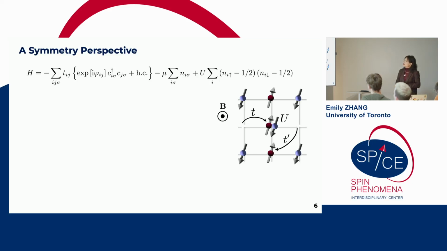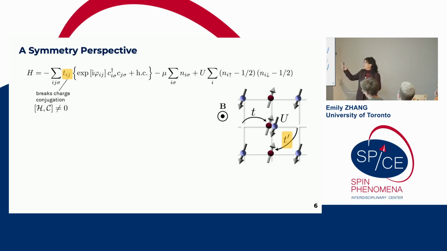Okay, so first things first, let's go to the symmetry argument. We consider a Hubbard model, essentially with near neighbor and next nearest neighbor hopping. And we also consider an out-of-plane field that comes through in this complex hopping amplitude. The presence of a t prime breaks charge conjugation, or particle-hole symmetry, and the presence of a magnetic field breaks time reversal symmetry.